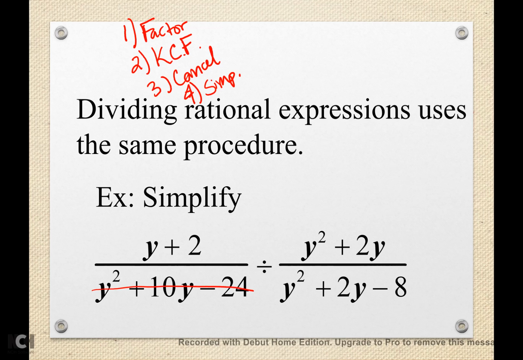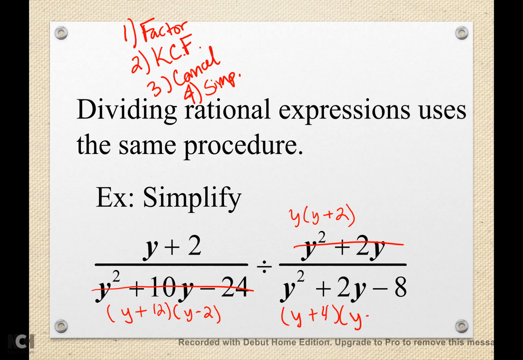We're going to factor this one down here. This one will be y plus 12, y minus 2, because we're factoring gurus. This one will be like y times y plus 2, because that has a g. And this one down here will say y plus 4, y plus 4 times y minus 2.